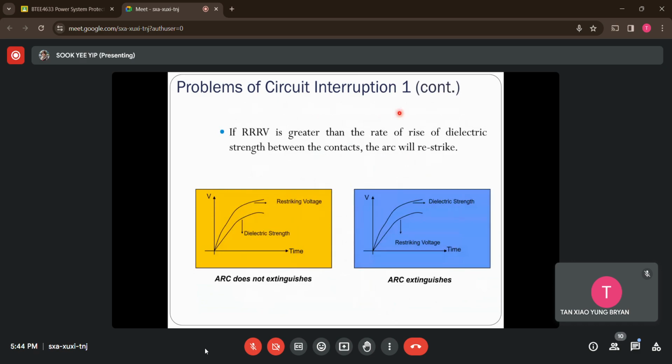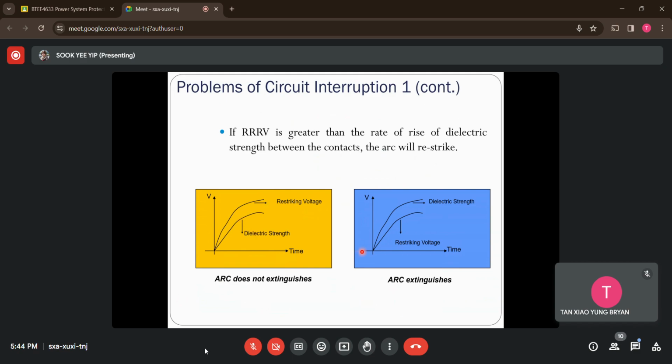What happens if you check out these two waveforms? This is voltage with respect to time. This is the rise of the restriking voltage. This is the rise of the dielectric strength. If you choose the material between the contacts of the breakers with a growth of dielectric strength lower than the rate of rise of the restriking voltage, it means that these particles will become ionized. So in this case, we can say the arc is unable to be removed. So what happens if we reverse these two conditions here?